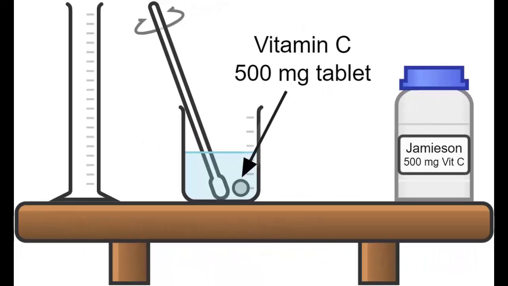The first step involves dissolving the vitamin C tablet in water. We are using a tablet from the Jamieson brand, which is reported to contain 500 milligrams of vitamin C. While the vitamin C, also known as ascorbic acid, is very soluble in water, the tablet contains filler, some of which is not very soluble in water.